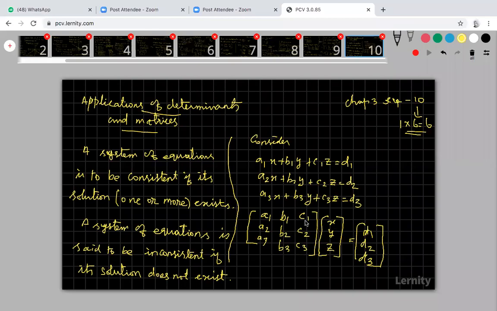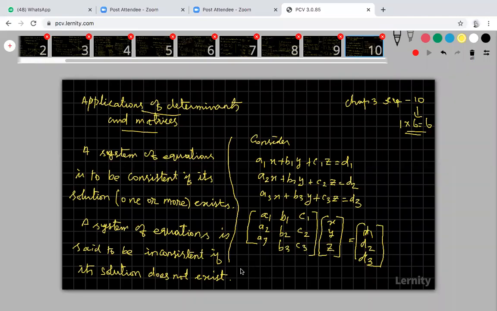If you multiply these two matrices, a1x plus b1y plus c1z equal to d1, we will get the first equation. Similarly, a2x plus b2y plus c2z equal to d2 gives the second equation, and a3x plus b3y plus c3z equal to d3 gives the third equation. So we can represent these three equations in the form of matrix multiplication, in matrices.